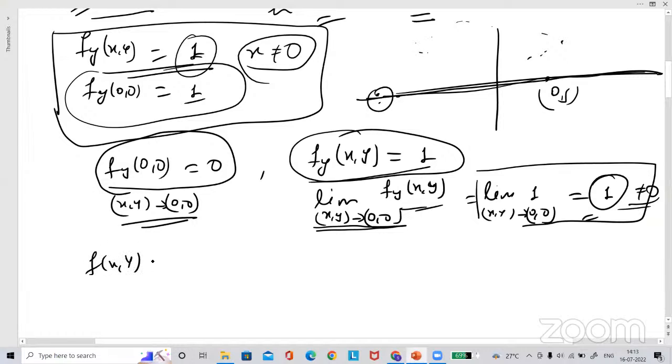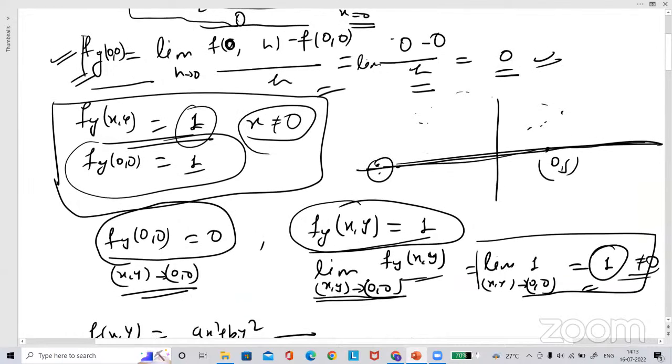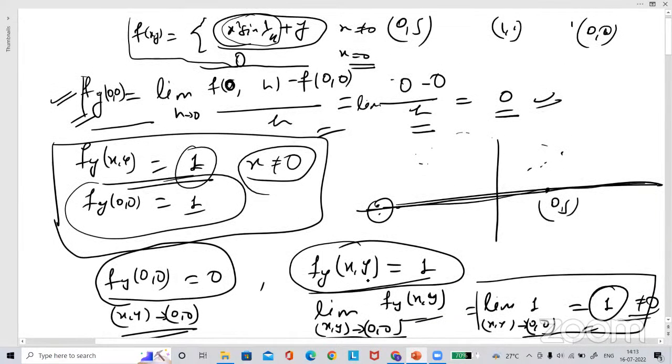Suppose your function is a polynomial, something like ax squared plus by squared. If you do the partial derivative, you will again get a polynomial, and easily you can deal with that. For example, if you take the same example, the partial derivative with respect to x will be 2ax. So when we are checking continuity, we will find the value of the function at ax squared plus by squared or at 2ax.